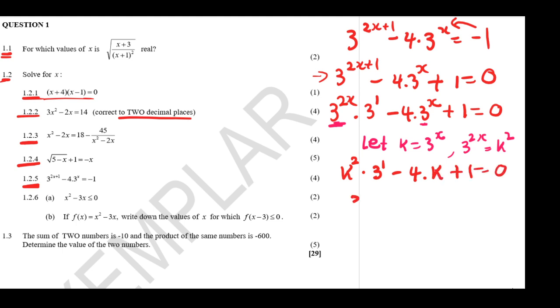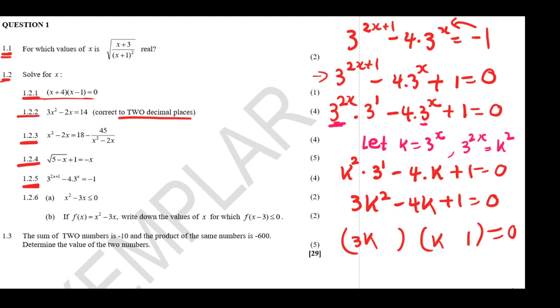Now let's write it properly. So it's going to be 3k squared minus 4k plus 1 is equals to 0, right? From here we factorize. To find the factors of this, it's going to be 3k and k. Obviously it's going to be 1 and 1. And then we need to put signs such that when we add and subtract, it gives us this minus 4k, right? So you need to be very careful when we factorize here. It's going to be minus here and minus here, right?